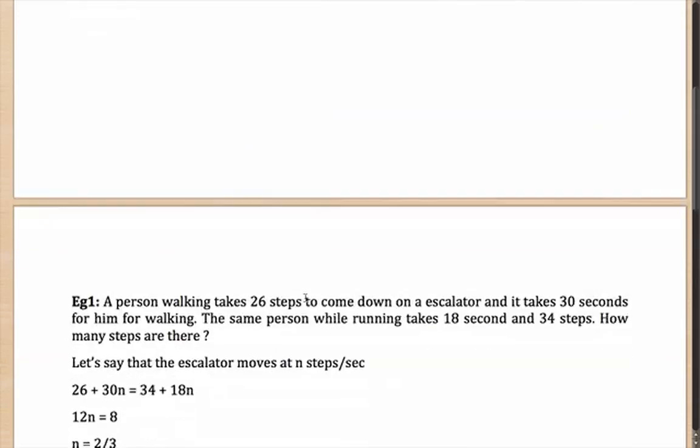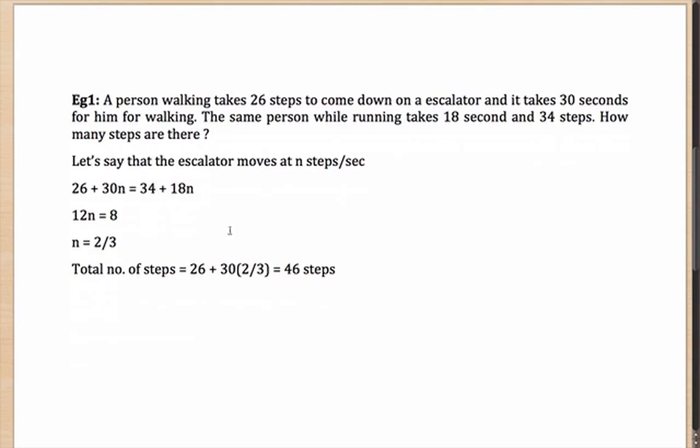To begin with, the first one, let's say a person walking takes 26 steps to come down on an escalator and it takes 30 seconds for him for walking. Whereas if the same person is running, it takes him 18 seconds and 34 steps. So how many steps are actually there?